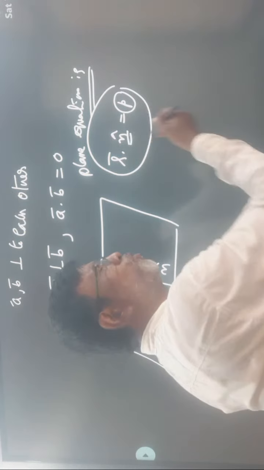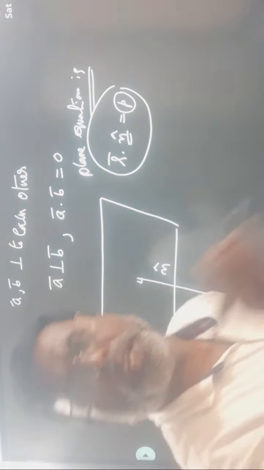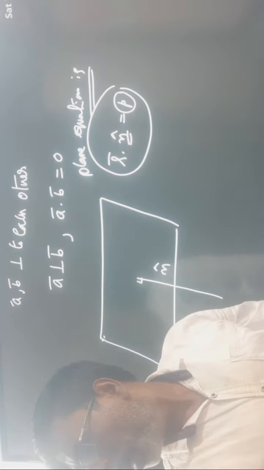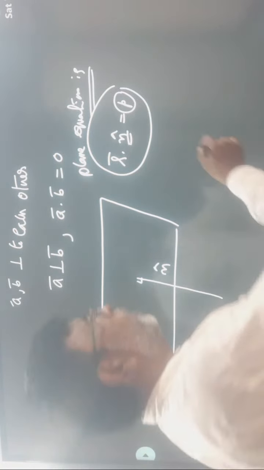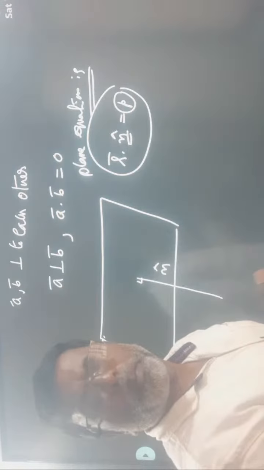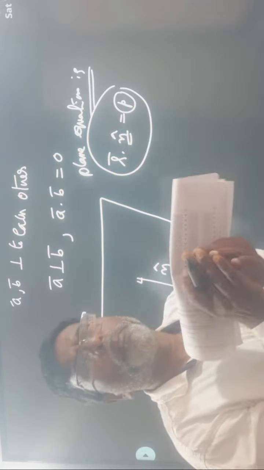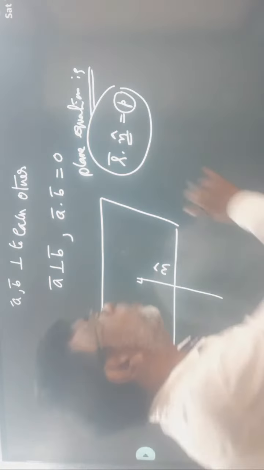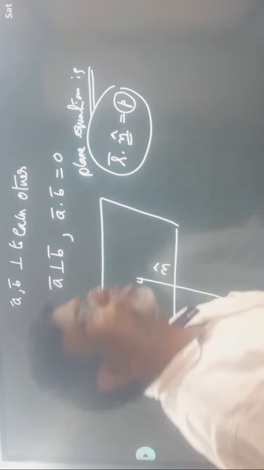n cap is a unit vector perpendicular to the plane. What is n cap? n cap is a unit vector perpendicular to the plane. So p is the perpendicular distance from origin to the plane. Then the plane equation is r dot n cap equals p.